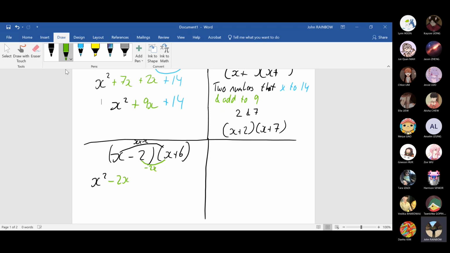It doesn't really matter which way you multiply them, as long as the x multiplies by the x and the plus 6, and this multiplies -2 by x and -6. And -2 by -6 gives me -12.